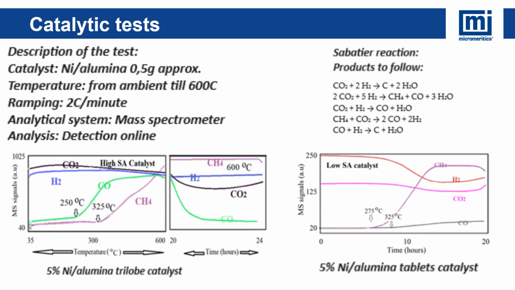If you look on the left side, you can see the green line, which is the production of CO. So the high surface area catalyst produces CO first at 250 degrees C. And then we proceed with heating the reactor to 325 degrees C. Then the CH4 starts forming. You can see the pink color is the CH4 going up. And we proceed with the reaction for about 24 hours.